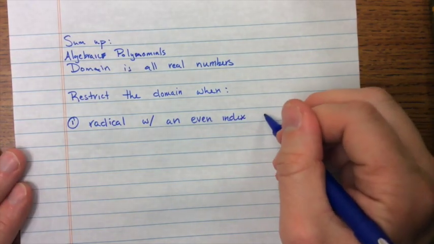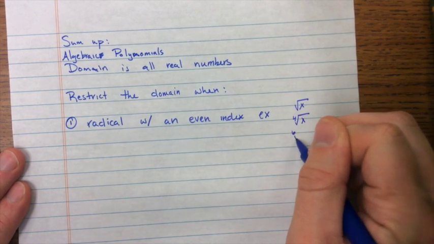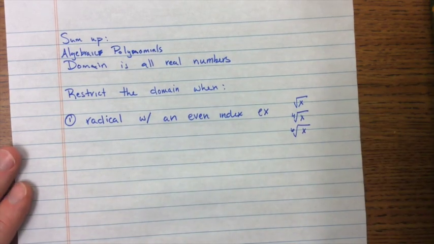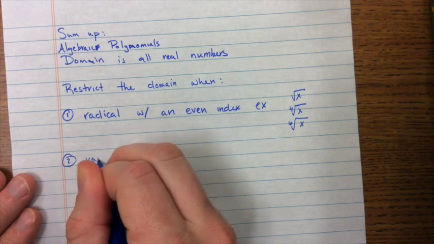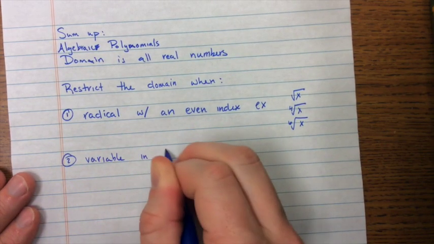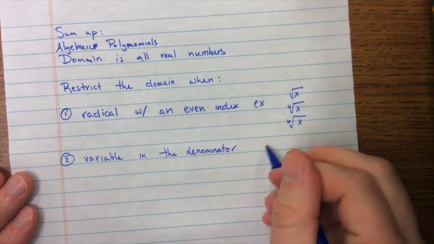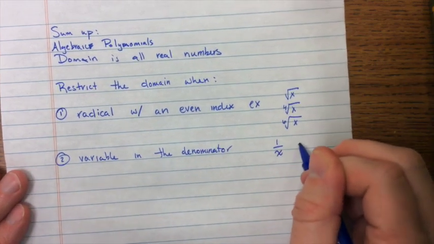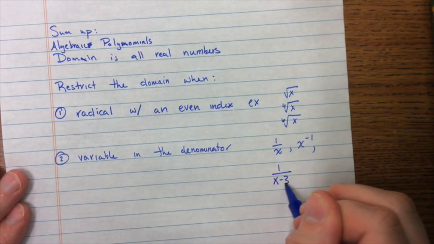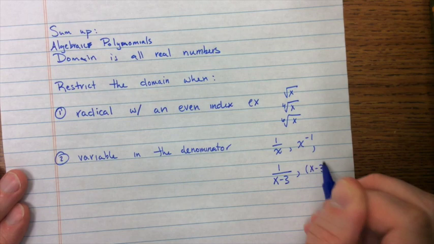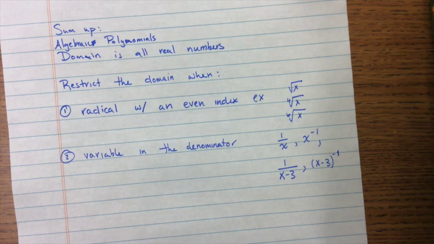And so again, an example of that would be the square root of x, the fourth root of x, the sixth root of x, anything like this. You're going to need to restrict your domain. And then finally, a variable in the denominator. So, for example, 1 over x, or remember that can be written as x to the negative first power, or 1 over x minus 3, which could also be written as x minus 3 to the negative first power. Anytime you're going to have a variable in the denominator, you're going to have to restrict your domain.